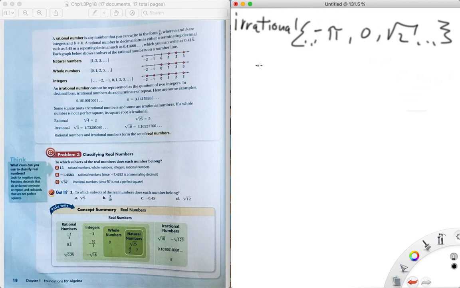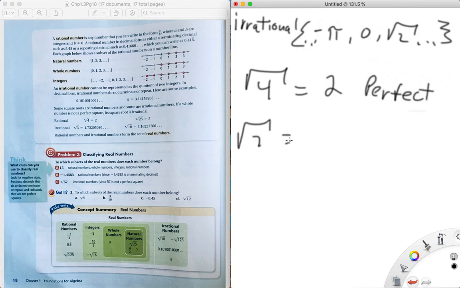So irrational numbers, any number that's not a perfect square is an irrational number. So square root of 4 gives me 2 as the answer, which means that it is a perfect square because it's the whole number as your answer. However, something like the square root of 2 gives me a decimal that goes on forever, and it does not repeat. So square root of 2, 1.41421356..., not a perfect square.